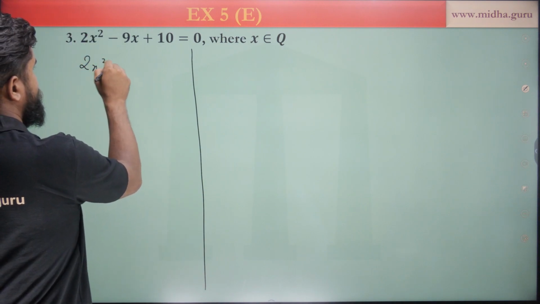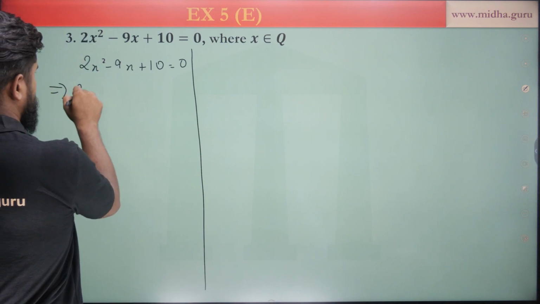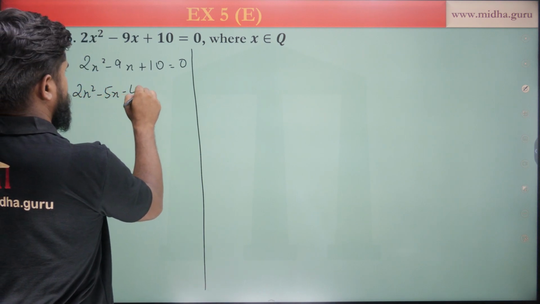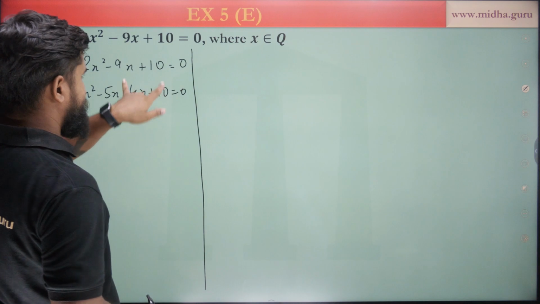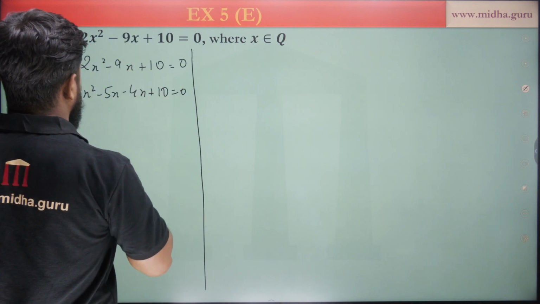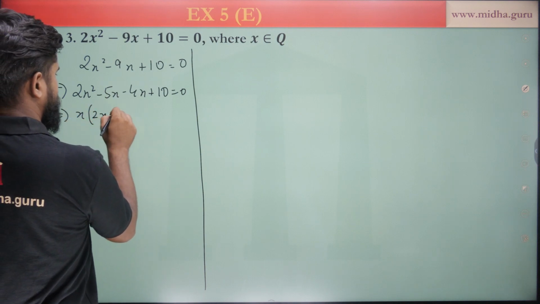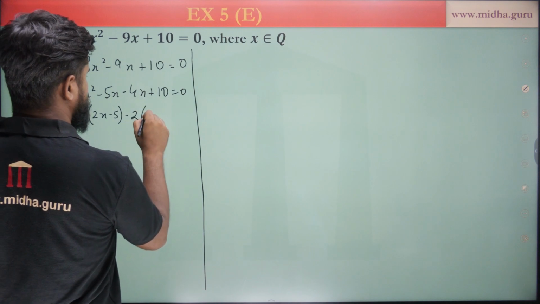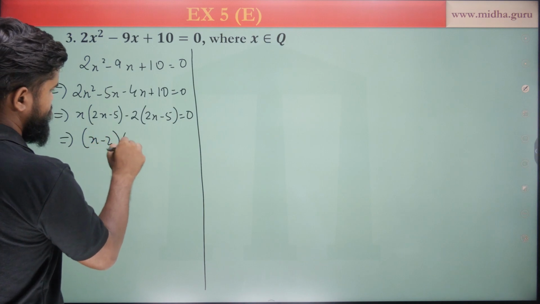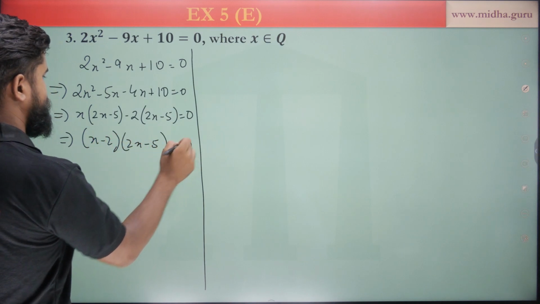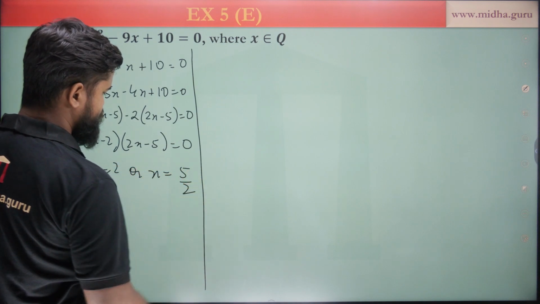So we have 2x squared minus 9x plus 10 is equal to 0. So I'll split it into minus 5x minus 4x, since adding both of these gives us minus 9, and multiplying both of these gives us 10 into 2, which is 20. So here we'll take x as common, which gives us 2x minus 5. Here we'll take minus 2 as common, which will again give us 2x minus 5. So we have x minus 2 into 2x minus 5 is equal to 0. Means x is either equal to 2 or x is equal to 5 by 2.